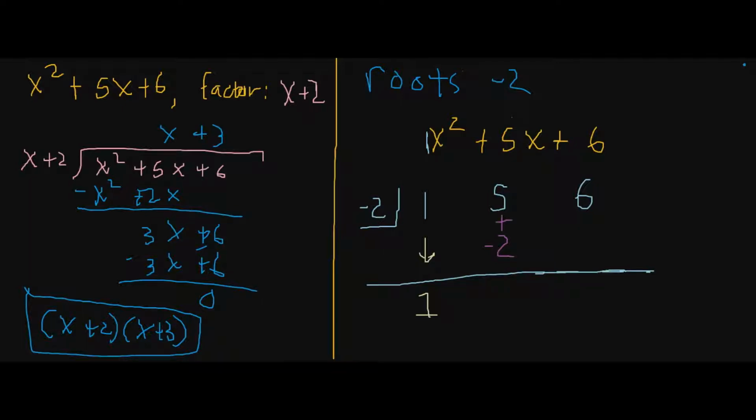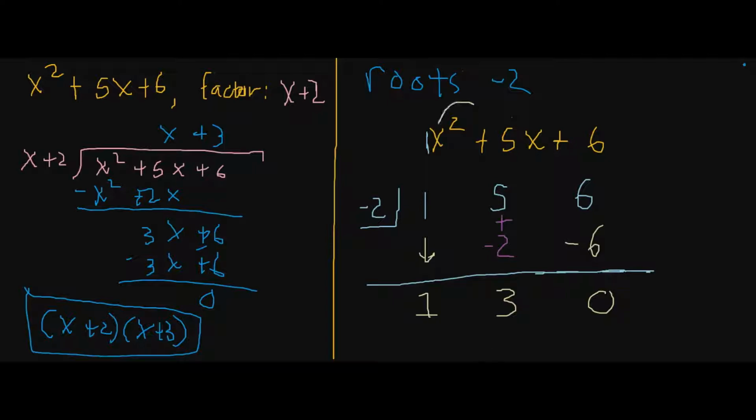What's 5 plus negative 2? That's going to give me 3. And then last but not least, what's negative 2 times 3? Well, that's negative 6, and that's the number that's going to go over here. So we get negative 6. And now this is 0, which is a remainder of 0, okay?